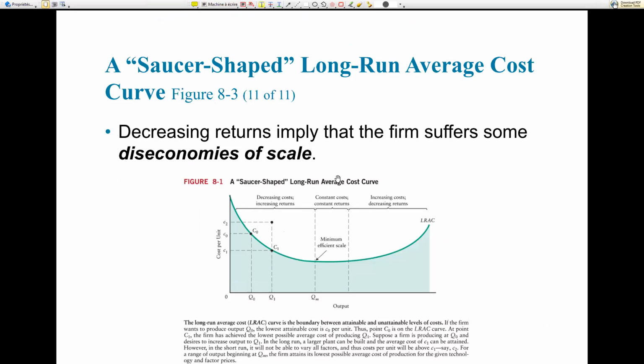So this is economies of scale. The efficient scale is QM. And then if I still want to have a bigger and bigger firm, then there's something that goes wrong and I have increasing costs and decreasing returns. So that's why we see it's saucer shaped. So here there's increasing returns, efficient scale, and decreasing returns.